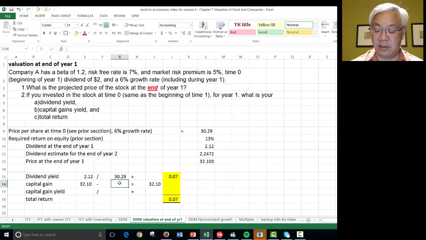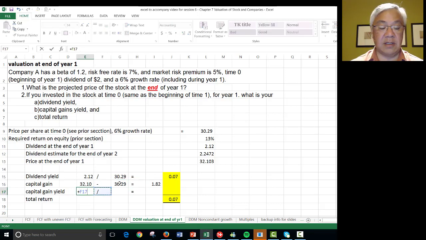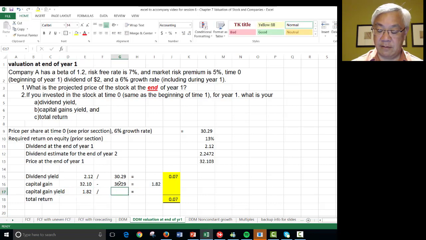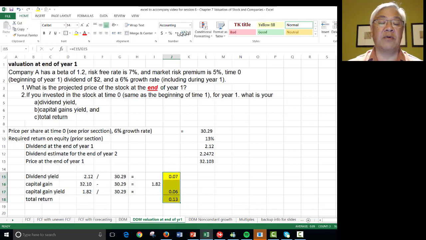How much was it worth? 30. So we made $1.82, and $1.82 divided by a base of 30 means we had a capital gain of 6%. So the total return in percentage terms is 13%.